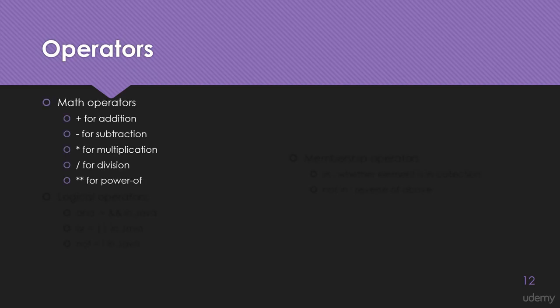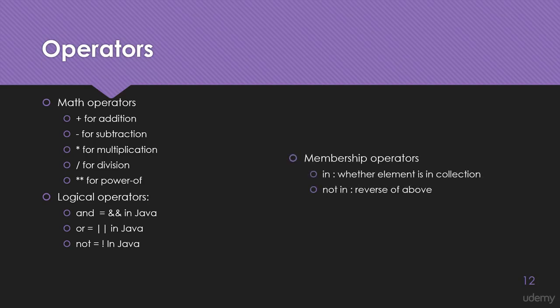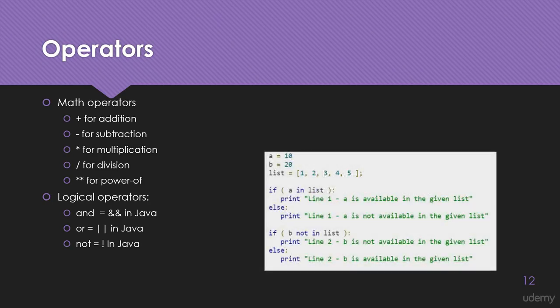Operators. It uses the same operators as Java: plus for addition, minus for subtraction, star for multiplication, slash for division. Logical operators are the English words and, or, not. There are membership operators, where you can check whether an element is in a collection or not in. Here's an example of the in and not in operators. You can check whether an element is in a list or not in a list.